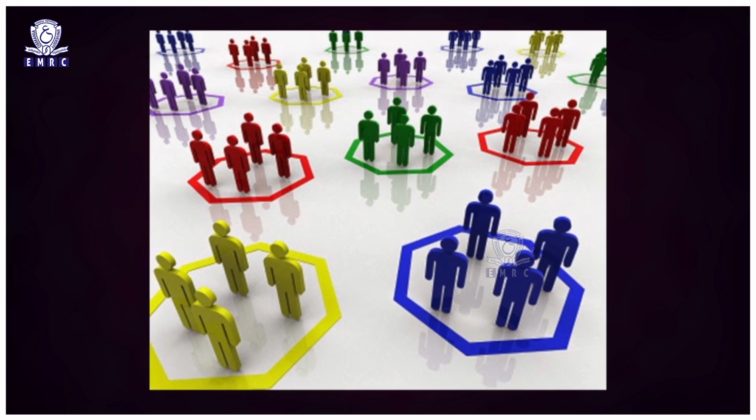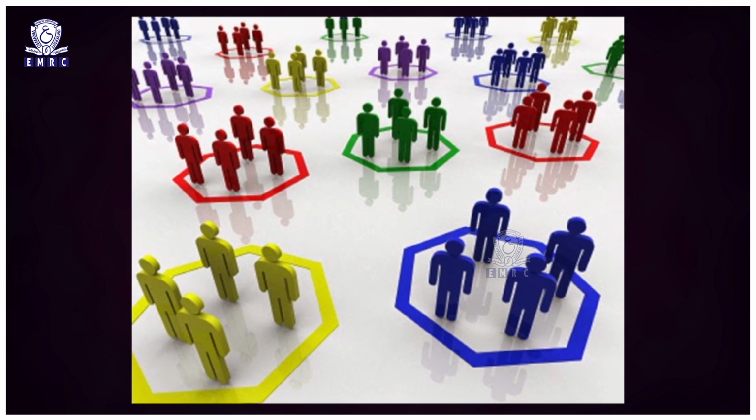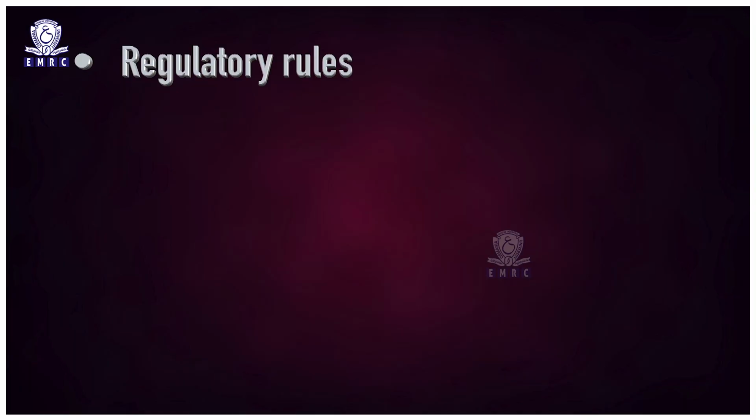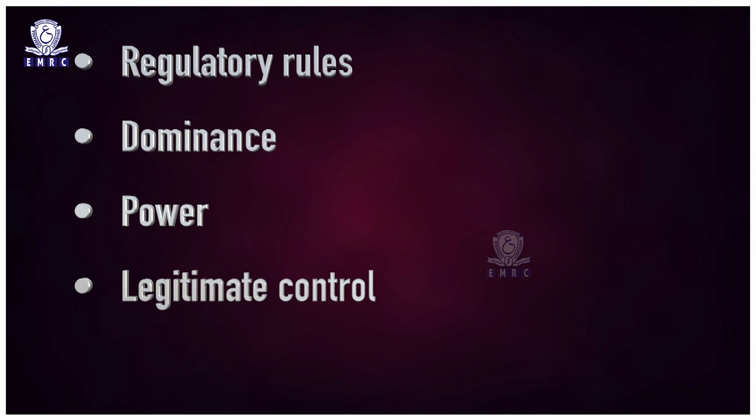Blau speaks about microstructures and macrostructures. Blau calls face-to-face interactions microstructures. They are structures in the sense that regulatory rules, dominance, power, legitimate control, and task divisions are all supported by the rewarding nature of the interactions based on them.